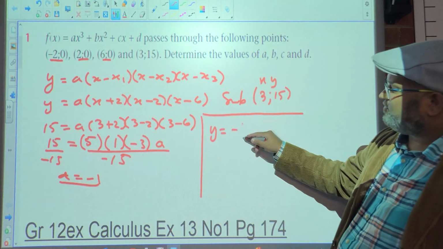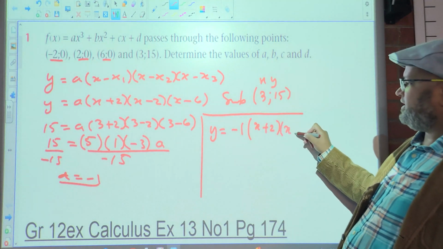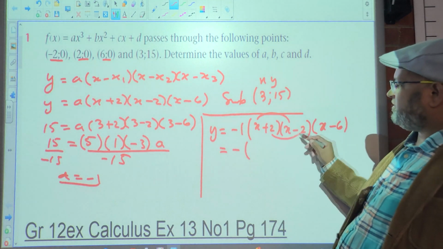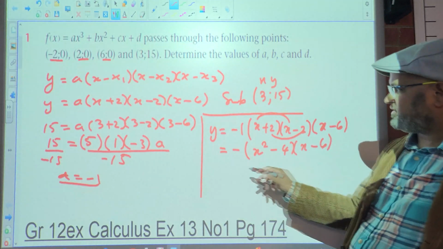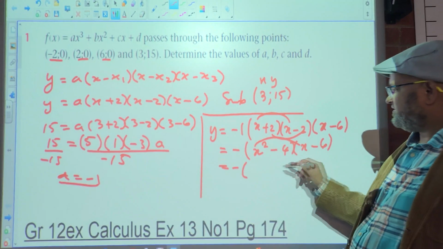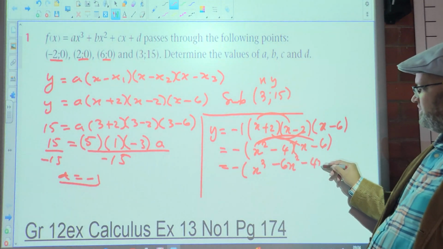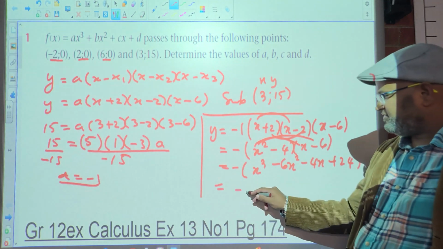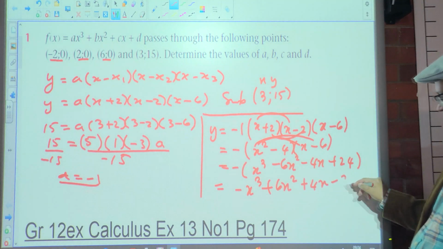So what do I have now? y is equal to negative 1 into x plus 2, x minus 2, x minus 6. This is the conjugate pair. Multiply the first and the last, it's x squared minus 4. If you don't know the rule, people, please don't keep yourself brave. Multiply the story out. So it's negative into x cubed minus 6x squared minus 4x plus 24, which then gives us negative x cubed plus 6x squared plus 4x minus 24. Is that correct?